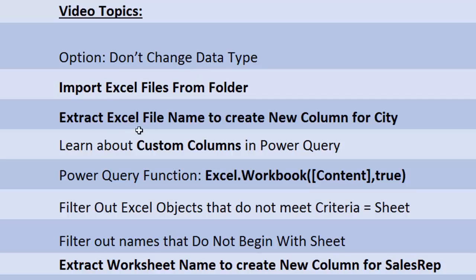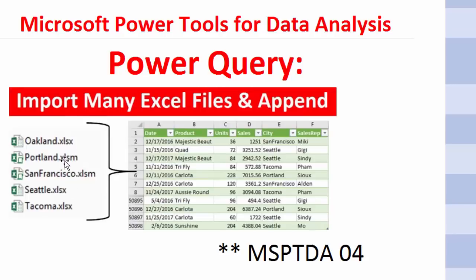We'll have to extract the file name to create a new column for city. If you look over here, and we'll look at the tables inside these files, inside those files there's no column for city. So we're going to have to get Oakland, Portland, San Francisco for each one of these files and make sure there's a column that lists the city name for every record.